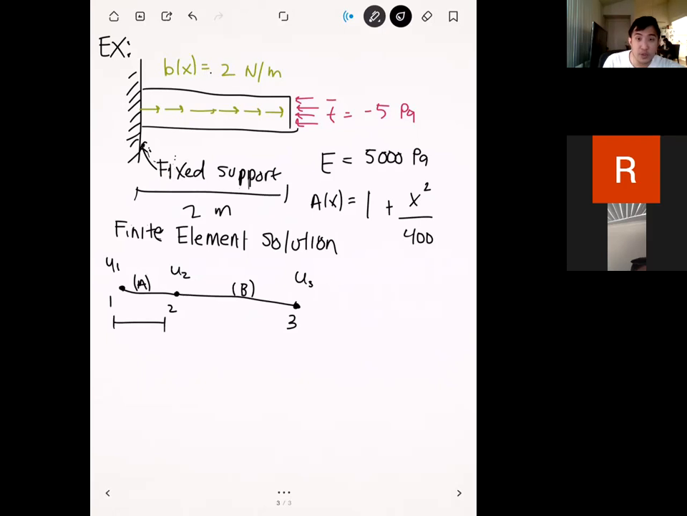We'll say that the length between node number 1 and node number 2 is going to be 5 meters. Oh, sorry, this length is 20 meters, not 2. And the length between nodes 2 and 3 is going to be 15 meters. All right. And then for this finite element solution, we're going to use linear shape functions.